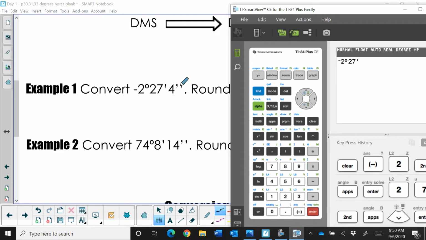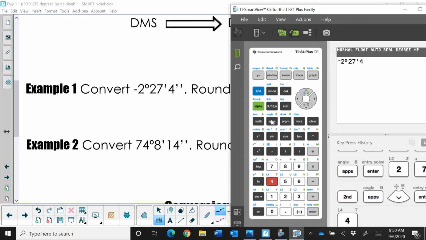Okay, now this is where it gets a little odd. 4 seconds. I'm going to put in 4 seconds, but the second mark is not under the apps button. It's over here on the plus button. So hit alpha, because it's a green button, alpha and plus, and you will get your second mark.